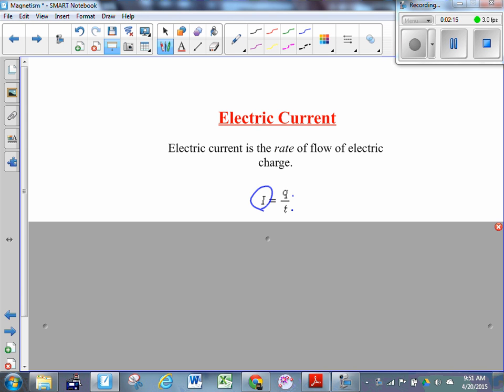Now, this is the only new symbol that you see here, I. I stands for current. Capital I stands for current. And the units for electric current, the rate of flow of electric charge, would be coulombs per second.